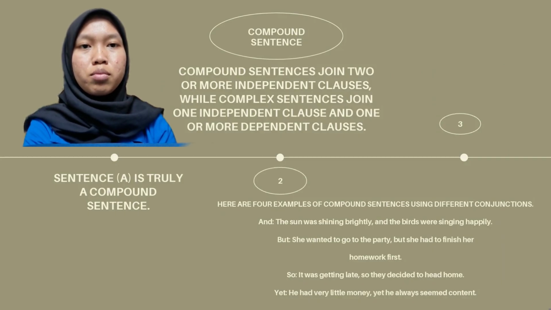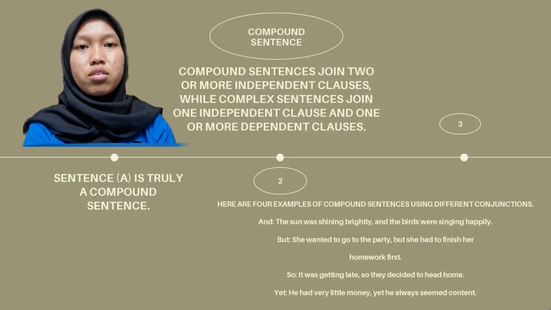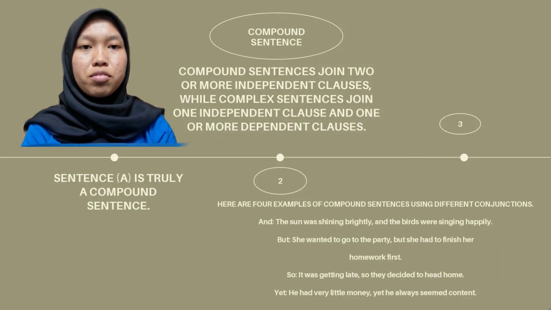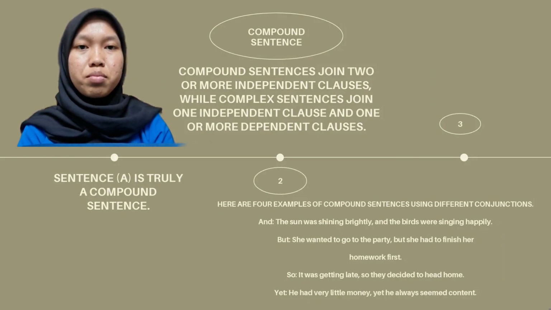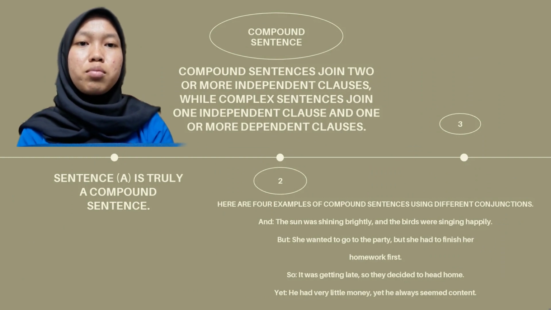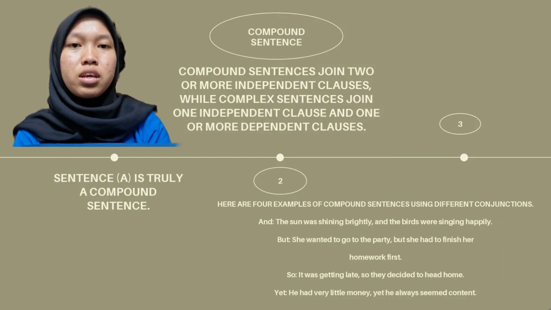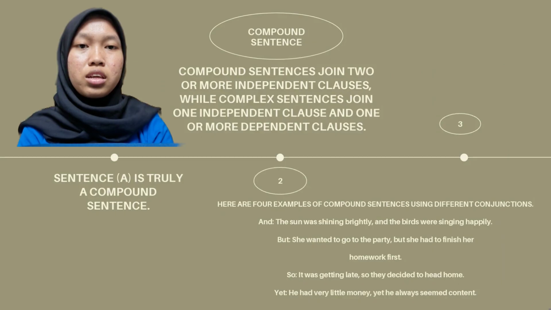The manager approved the proposal and the director rejected it, joined with a coordinating conjunction, but both clauses can stand alone as complete sentences. Sentence B: the manager approved the proposal because the director was busy. It's a complex sentence. It contains one independent clause, the manager approved the proposal, and one dependent clause, because the director was busy, introduced by the subordinating conjunction because. The dependent clause cannot stand alone as a complete sentence.